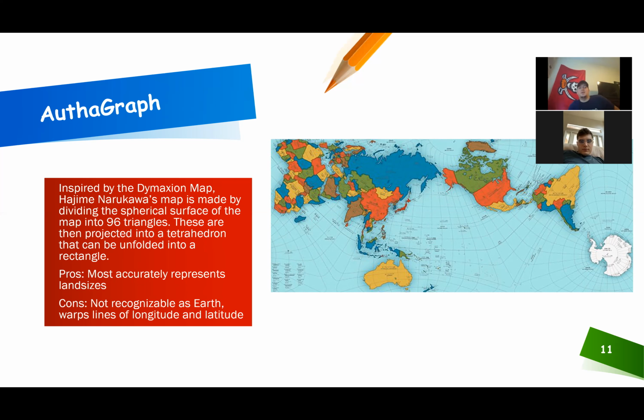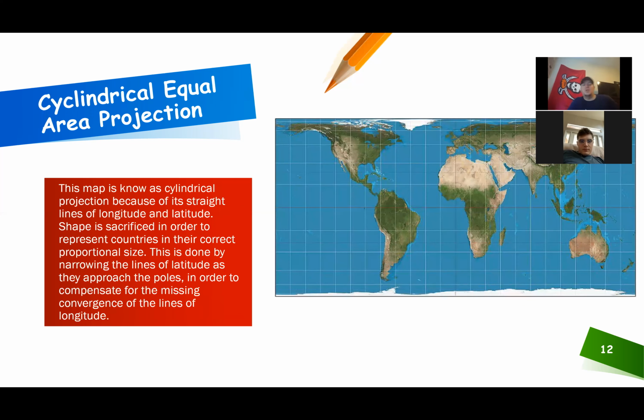This next one is within the subgenre of cylindrical projections, but this one is a little different because it also functions as an equal area projection. This map is known as a cylindrical projection because of its straight lines of longitude and latitude, and its shape is sacrificed in order to represent countries in their correct proportional size. This is done by narrowing the lines of latitude as they approach the poles, as you can see right there. And in order to compensate for the missing convergence of the lines of latitude, it's a really interesting and alternative view of the planet.